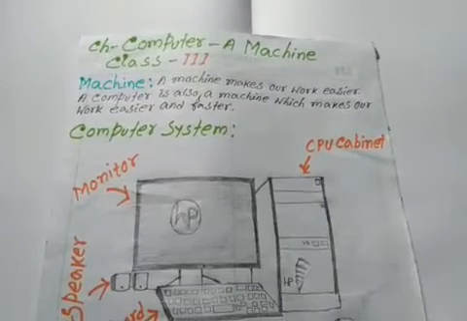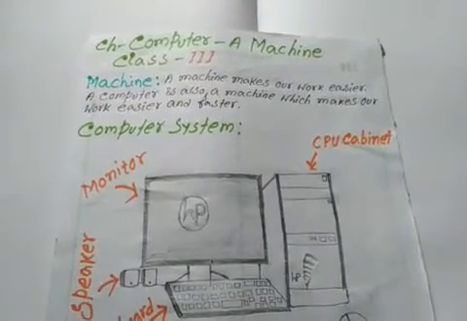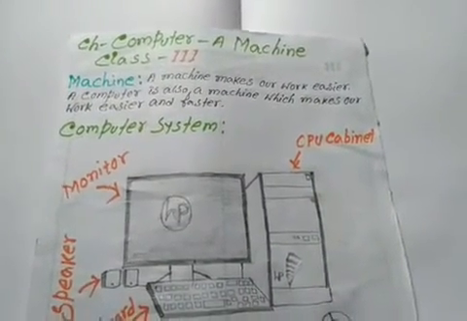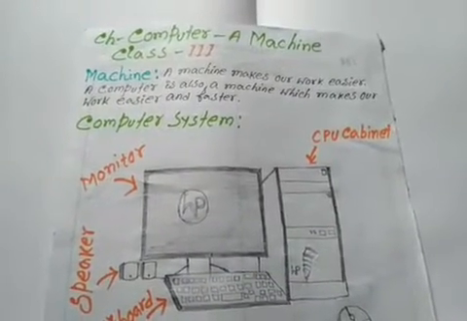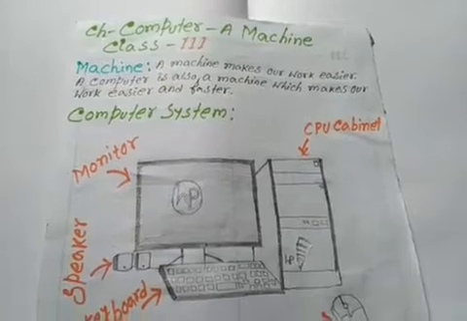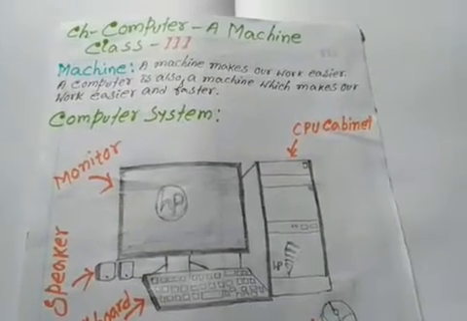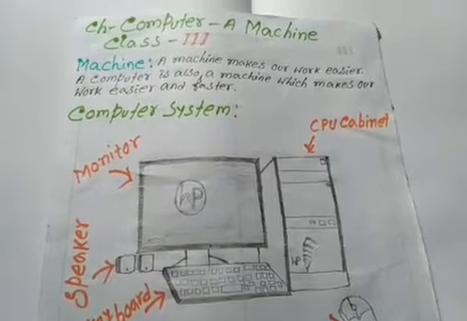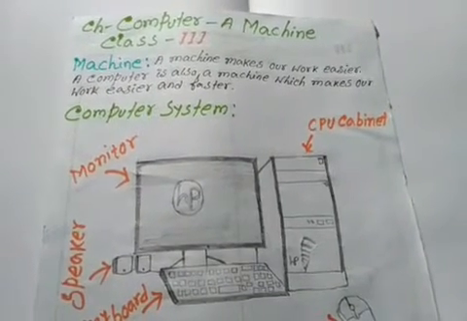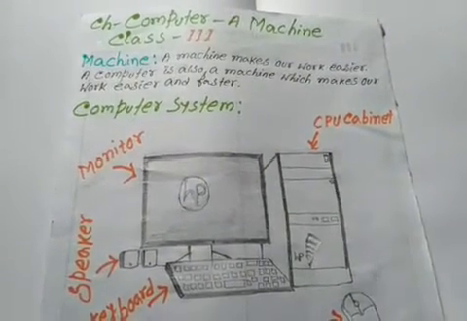Today we are going to discuss chapter 1, named Computer, a Machine. First of all, we will know about a machine. A machine makes our work easier. A computer is also a machine which makes our work easier and faster.